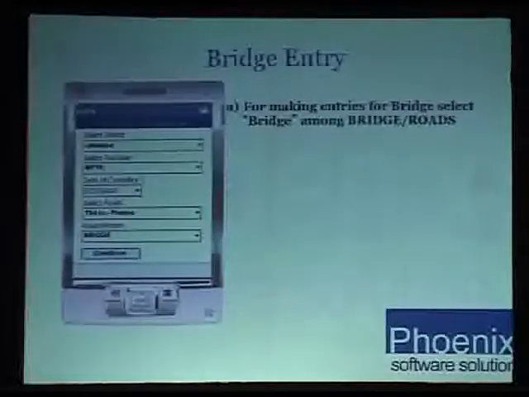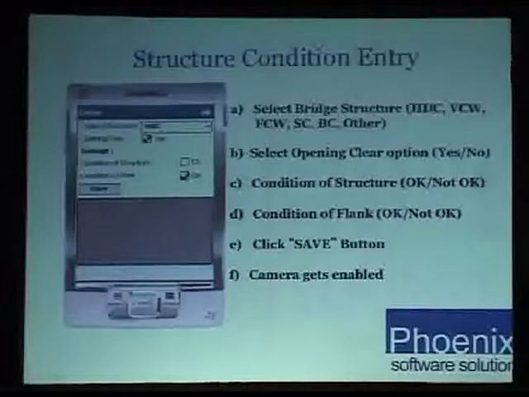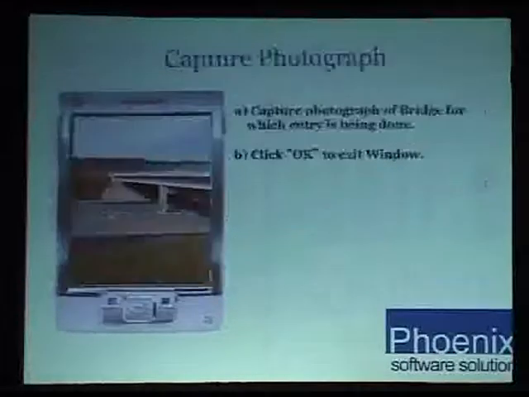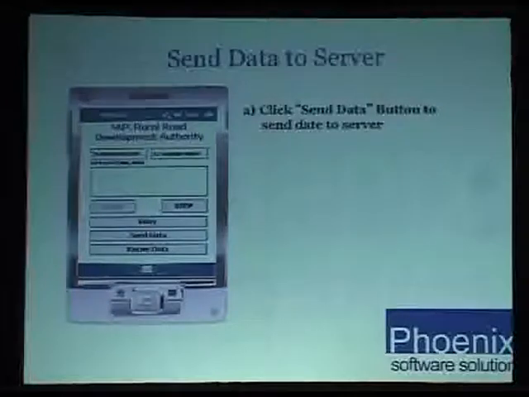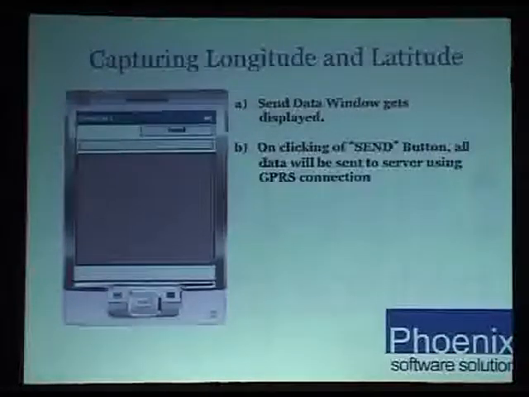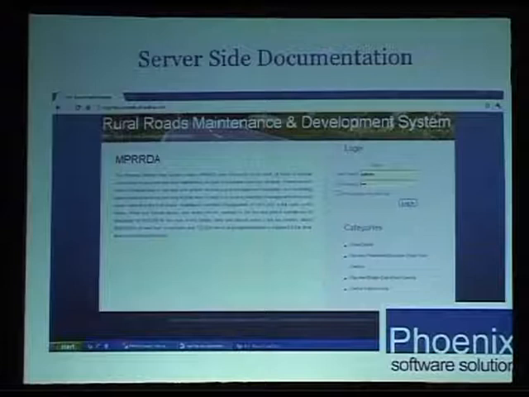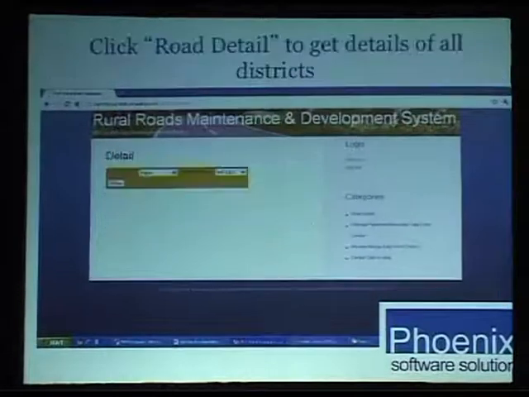Suppose in the same scenario we want to evaluate a bridge. In the first screen we select bridge. Next, here are the parameters related to the bridge, and after that the camera gets enabled, and in this scenario the PDA application works. So in this situation, a photograph with geotags and date and time gets saved on the PDA device, and after that when we send the data to the server, this information gets sent to the server, and when we log into the website, we see the information.